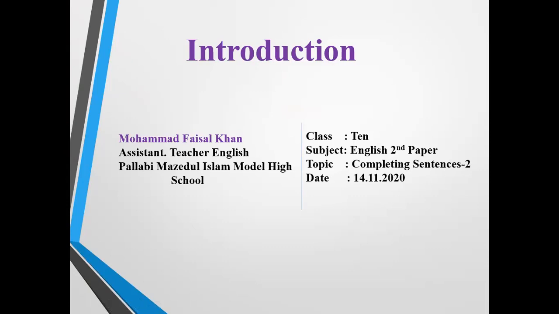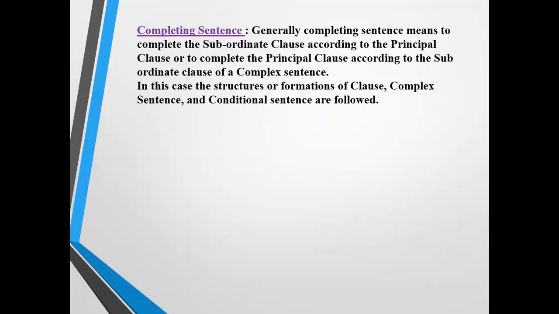Before we start completing sentences, we have to learn what a complete sentence is. Generally, completing a sentence means to complete the subordinate clause according to the principal clause, or to complete the principal clause according to the subordinate clause of a complex sentence. In this case, the structures or formations of clause, complex sentence, and conditional sentence are followed.